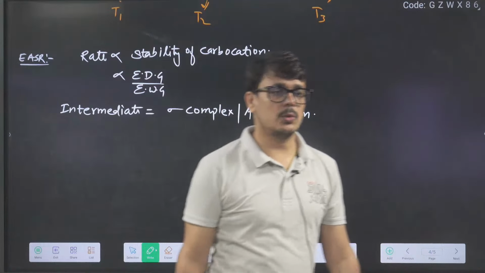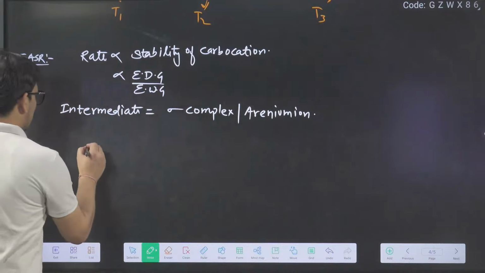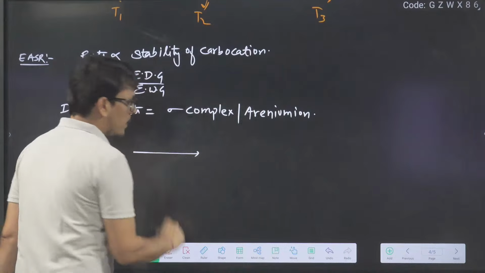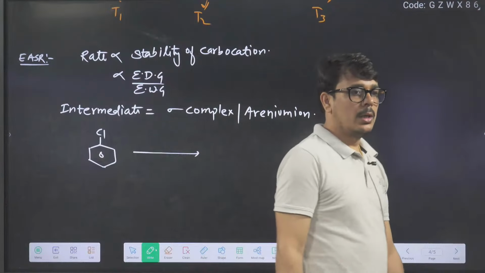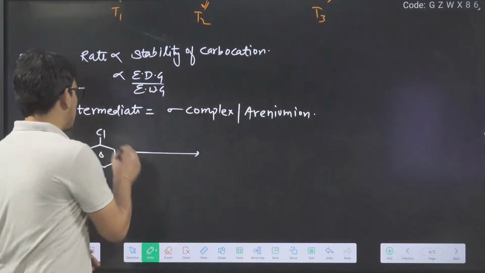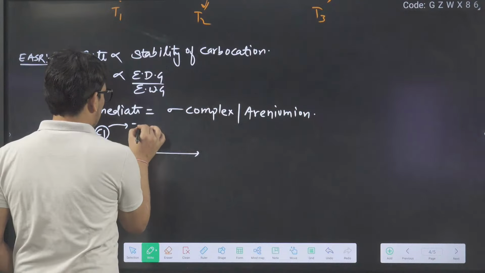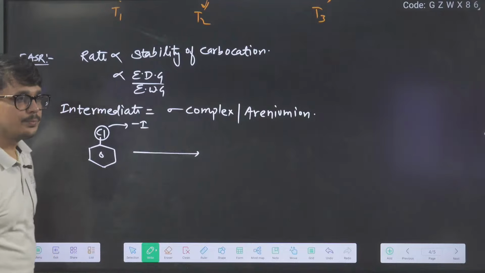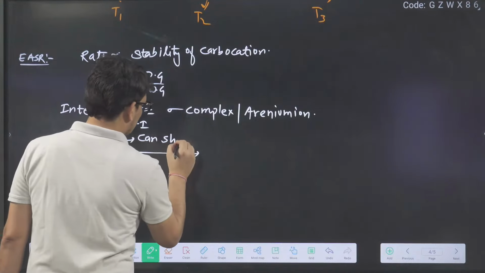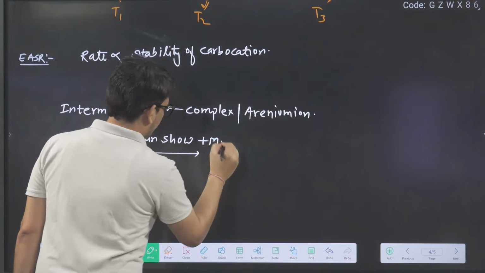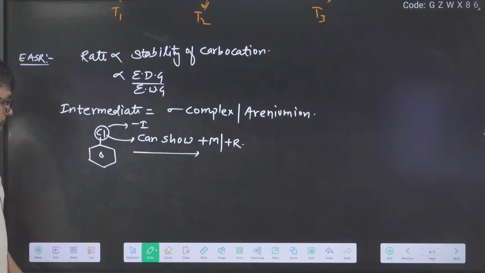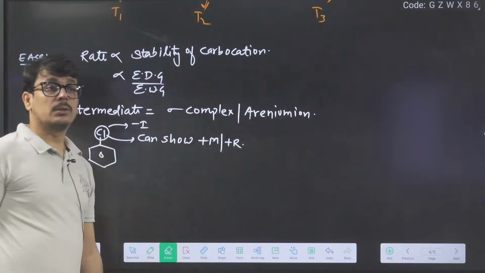Remember this thing, yes or no? Now first thing here, chlorine. First question that you find in NCERT: is this chlorobenzene or not? So in this chlorobenzene, is this Cl group plus I or minus I? Minus I. Can this Cl show plus M or plus R or not? Answer me.